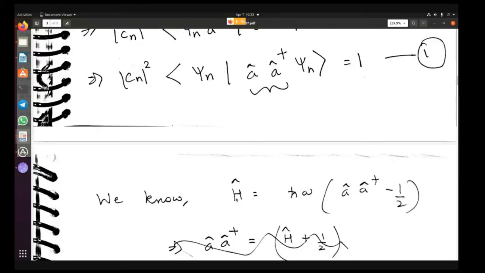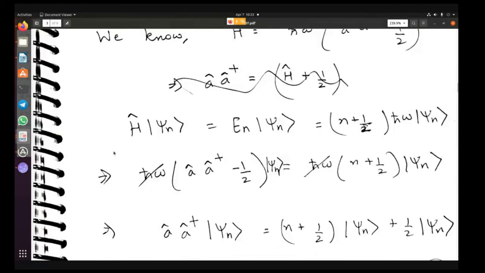First of all, we need to know how to solve for this. So we already have the formula that H is given by H cross omega into A dagger A minus half. This is where the A dagger is coming in. So we'll apply H to psi n. We'll get En psi n. And En psi n is nothing but n plus half into H cross omega psi n. Okay, this much is clear. We are not doing anything different here.